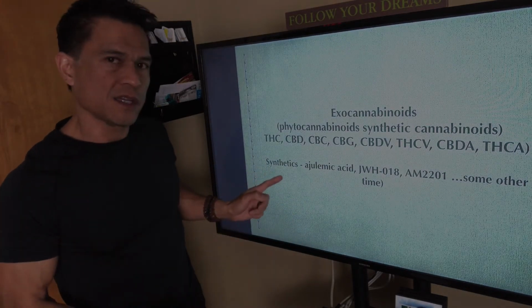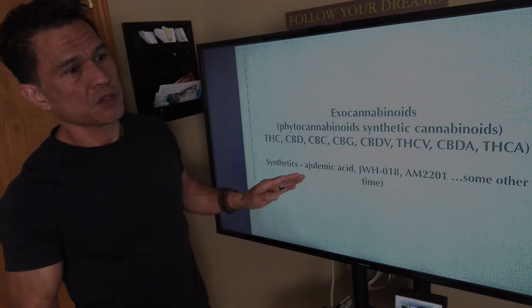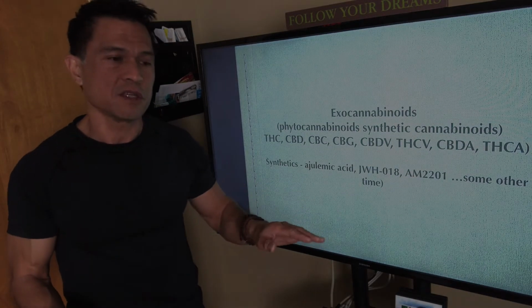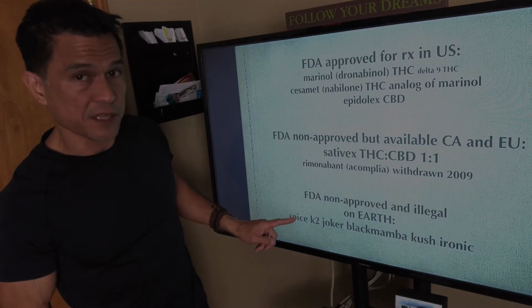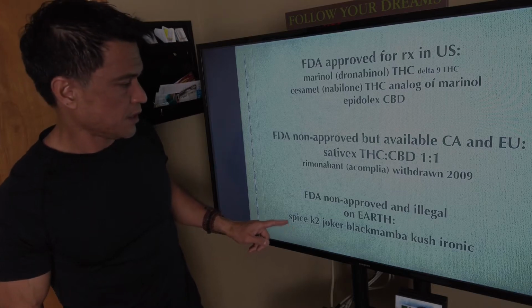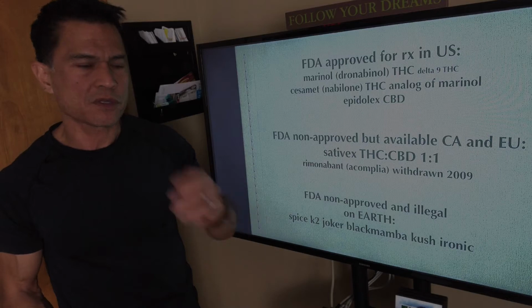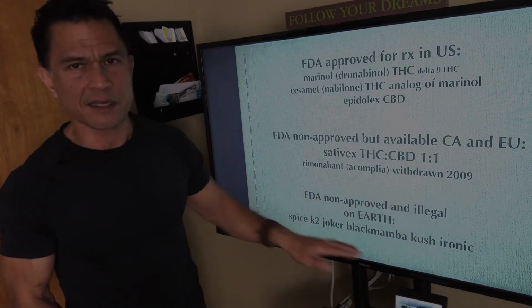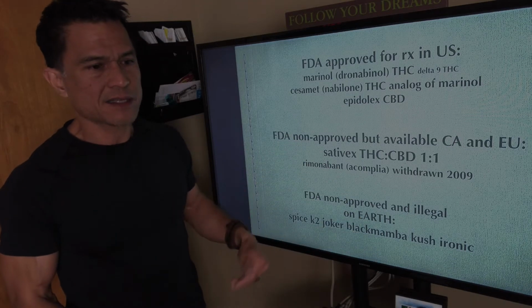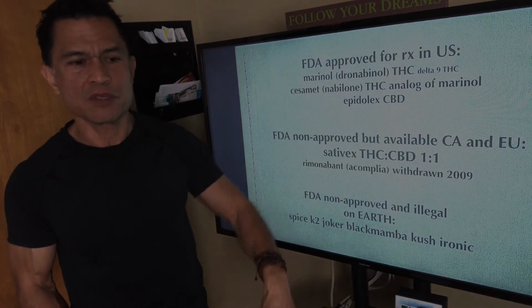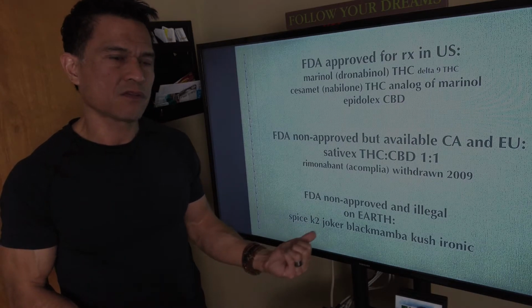There's also synthetic cannabinoids, which are the dangerous ones. Well, not really dangerous ones, but the ones that are produced in the pharmacy. This is what I'm talking about as far as a dangerous one that shouldn't ever be used. Spice, K2, Joker, Black Mamba, Kush, and Ironic. And there's other names for it too. Those are the ones that most of the kids, adolescents, are using in the country. Whether because they get it from their friends, it's easy access, or they can't get the medical cannabis, which is changing a bit, or they just like the high from this.